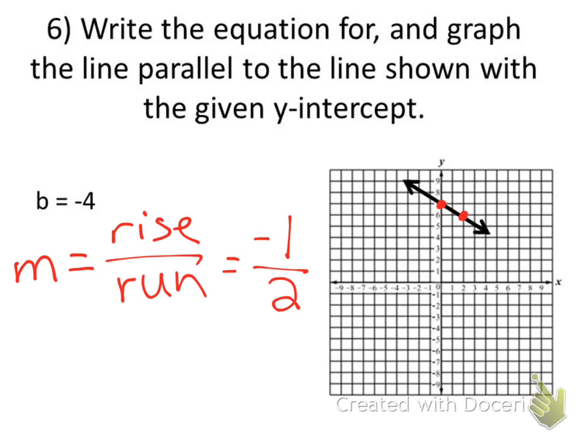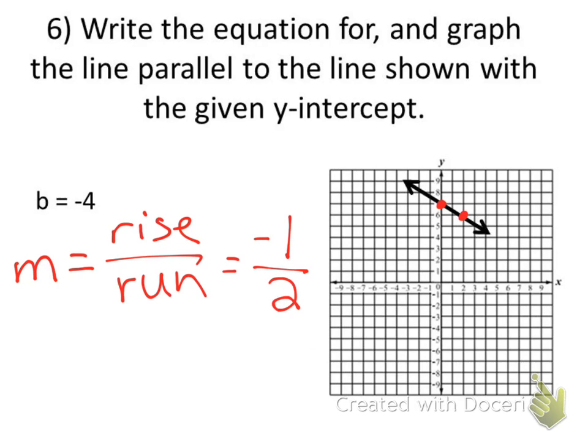I thought we was going up. If you go, hold on, this is a good question. If you go from here to here, you'd go up 1, but then you'd go which direction? Left, and left is a negative. So if you go up 1, you'll go left 2, so you'd have 1 over -2. It's the same thing.